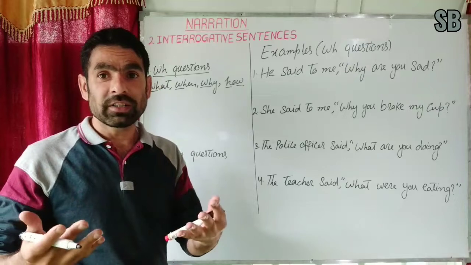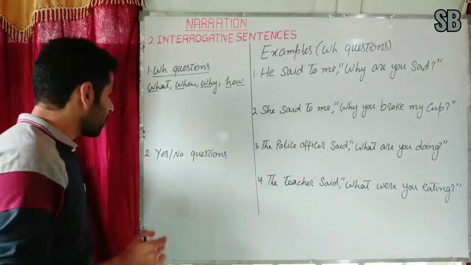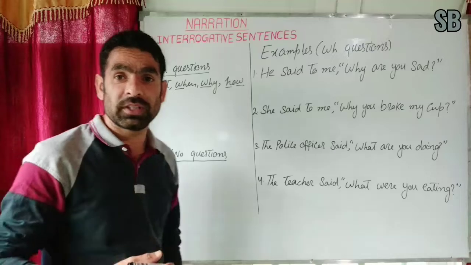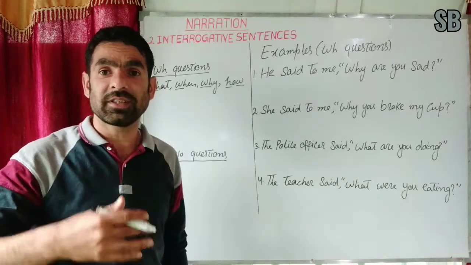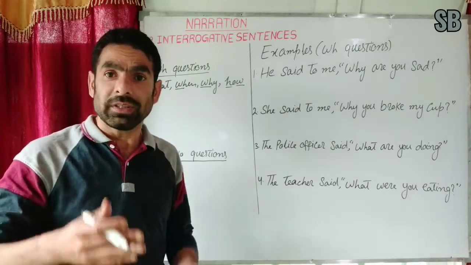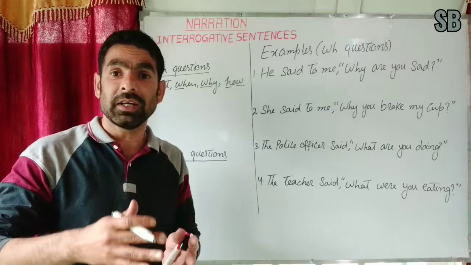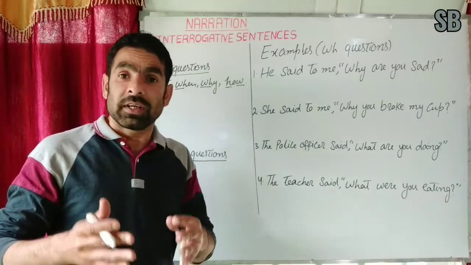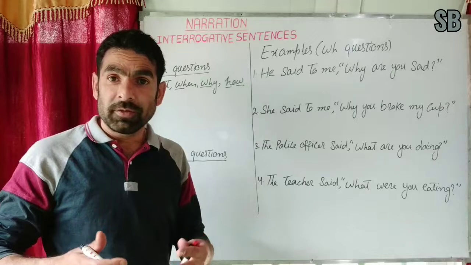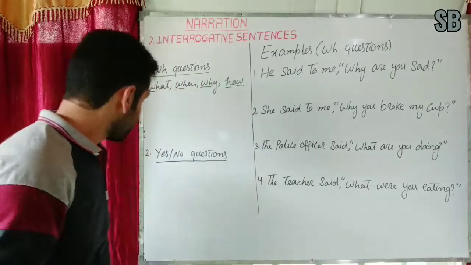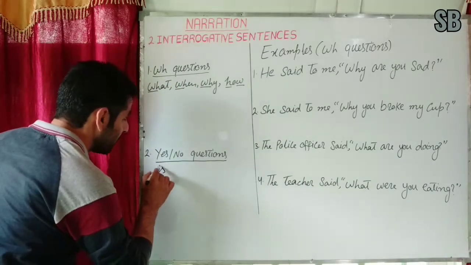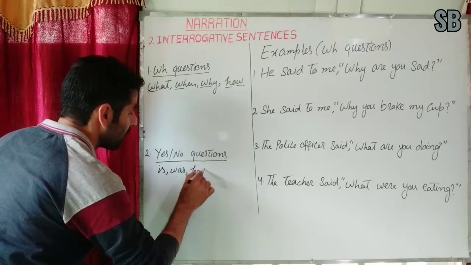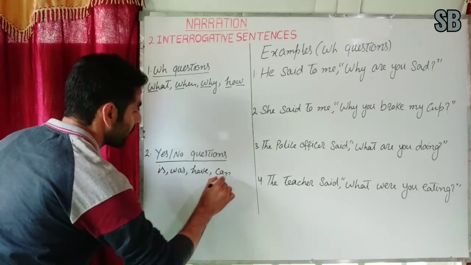Now, talking about yes-no questions, these are questions which are always answered in yes or no. And these questions start with auxiliary verbs and modal verbs. For example, is, was, have, can.